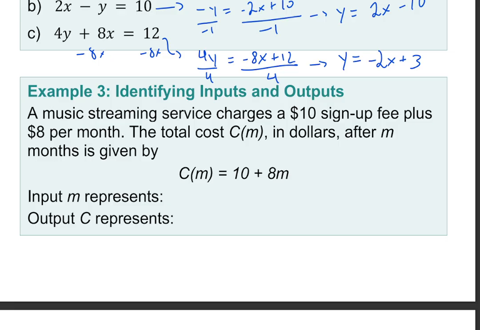So our problem here is a music streaming service charges $10 sign-up fee plus $8 per month. The total cost C of M in dollars after M months is given by C of M equals 10 plus 8M. So the input M, you want to look for where it's written. Typically it's labeled somewhere in the problem, M months. That means that represents the months since sign up.